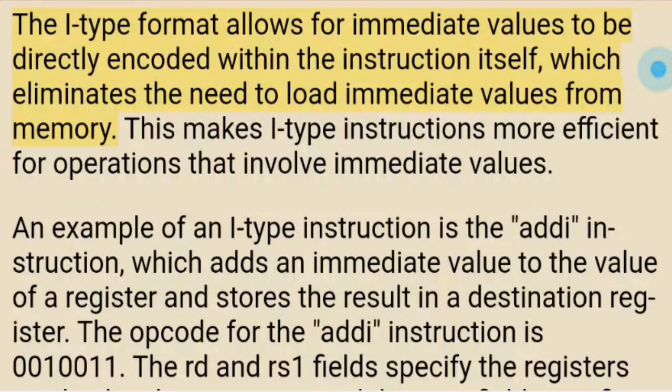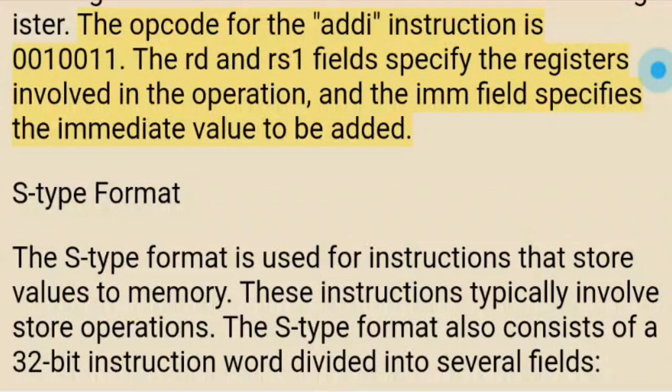The I-type format allows for immediate values to be directly encoded within the instruction itself, which eliminates the need to load immediate values from memory. This makes I-type instructions more efficient for operations that involve immediate values. An example of an I-type instruction is the ADD instruction, which adds an immediate value to the value of a register and stores the result in a destination register. The opcode for the ADD instruction is 00100011. The RD and RS1 fields specify the registers involved in the operation, and the IMM field specifies the immediate value to be added.